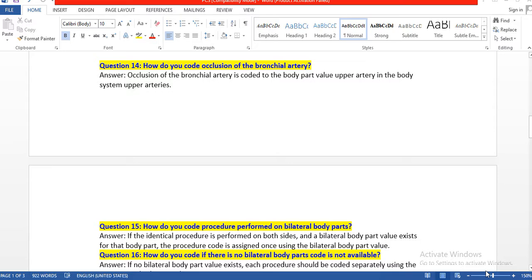Question number 14. How do you code occlusion of the bronchial artery? Answer. Occlusion of the bronchial artery is coded to the body part value upper artery in the body system upper arteries. So as you know, bronchial means related to the lung. So these arteries are related to the bronchial area. So we need to code it as upper arteries.